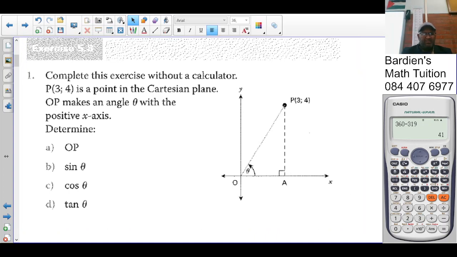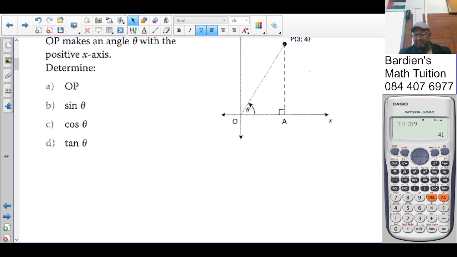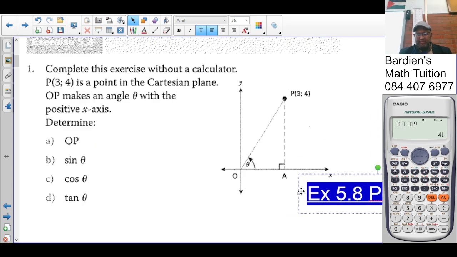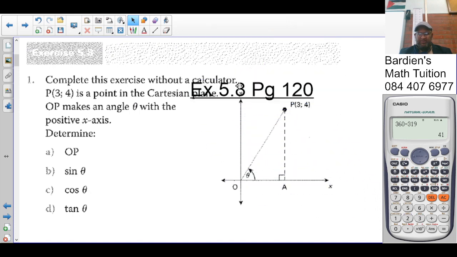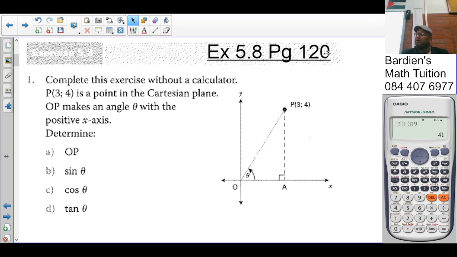So this is exercise 5.8, page 120. Imagine you had to write on trig only, geometry only. To remind you how much you guys got for your class test in the geometry. I'm saying imagine you had to write on geometry only. Were you ready for it? Right, 5.8.